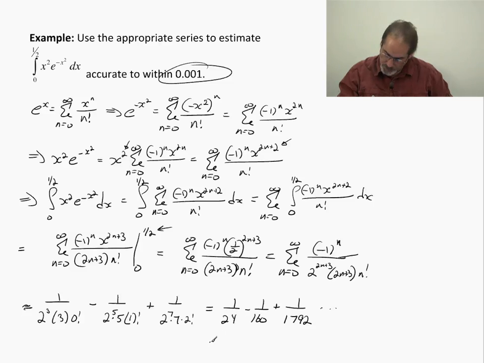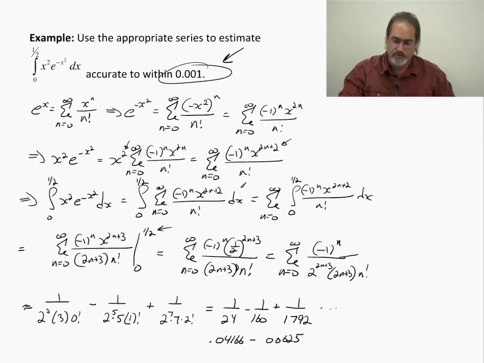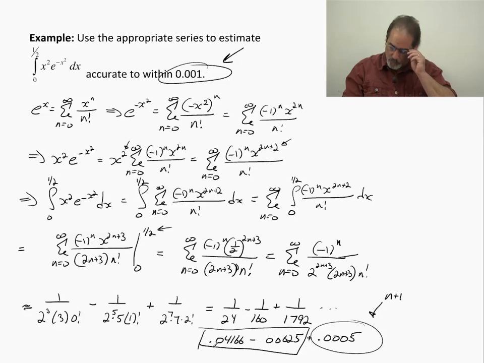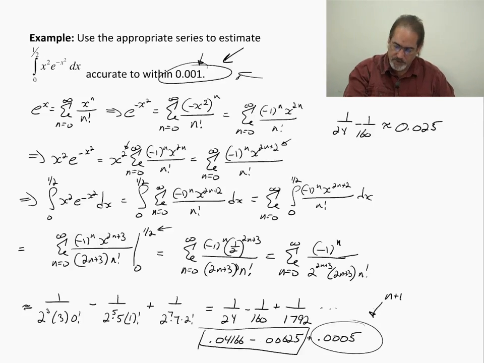1 over 24 is approximately 0.04166, minus 0.00625. Remember, I need to get within 0.001. This next term is going to be plus approximately 0.0005. Well, that's it. This is the n plus 1th term. So I only need to go out to n, which in this case is 2. So this would be my approximation for that integral, accurate to within 0.001. And when I do my addition there, this is 1 over 24 minus 1 over 160, which is approximately 0.025, and I know I'm accurate to within that amount.